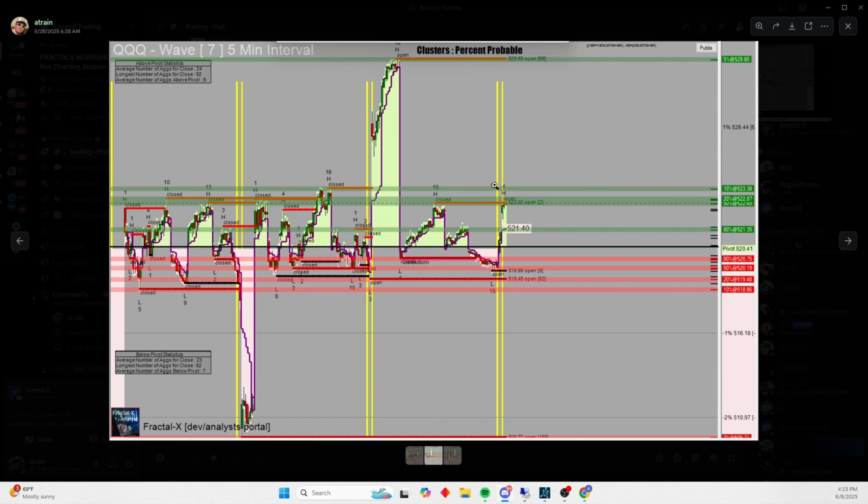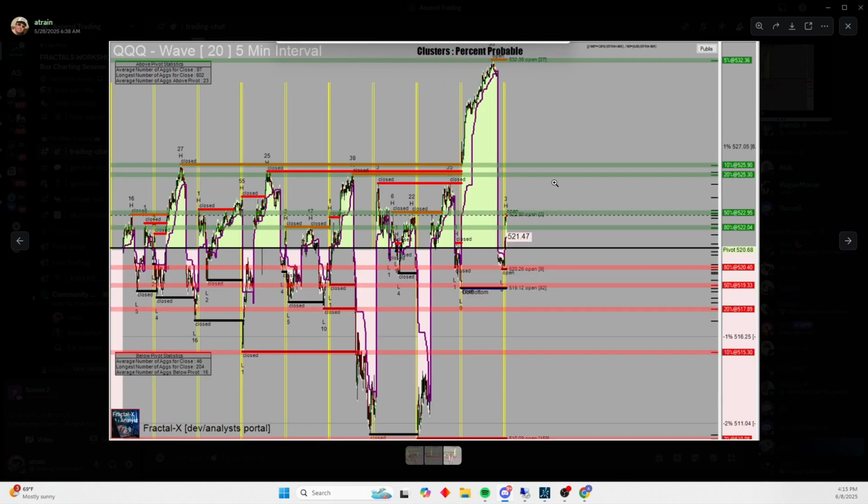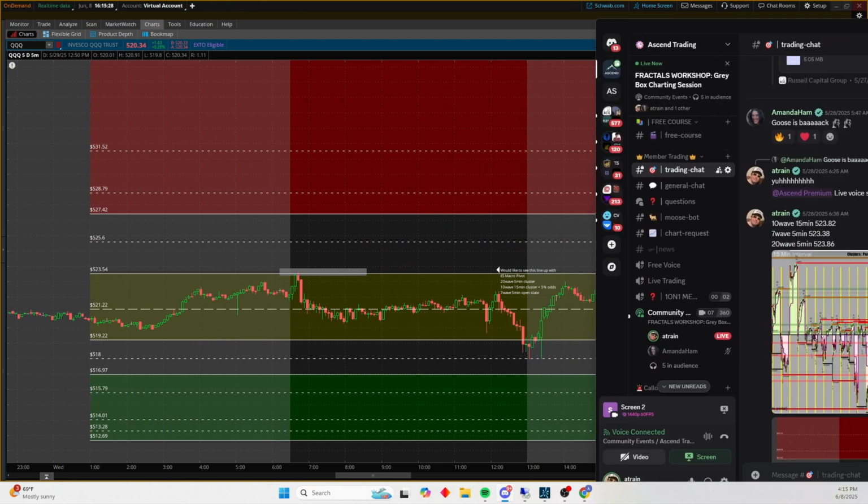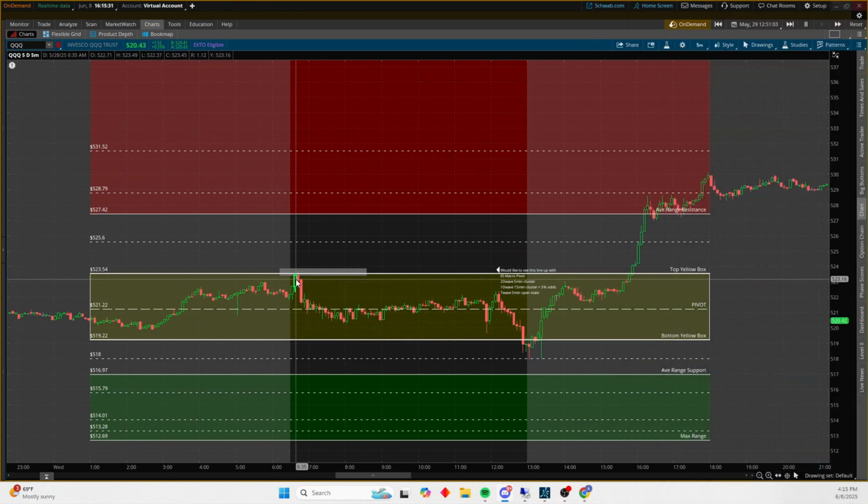Same thing on the 7-way 5-minute. And on the 20-way 5-minute, you had this stack of clusters right here that we were marking out. We marked that out, entered shorts on the test, no close above. We got about 100% by the time we got to pivot. So it's a very simple and straightforward strategy.